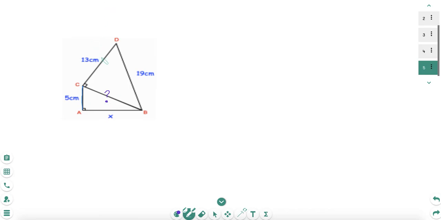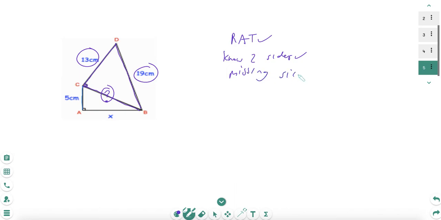Well, let's have a look at this top triangle. Maybe we can use Pythagoras here. Is this a right angle triangle? Yeah. Do we know two sides? Yeah, we know two sides. Are we trying to find a missing side? Yeah. Oh, great. We can use Pythagoras on the top triangle.